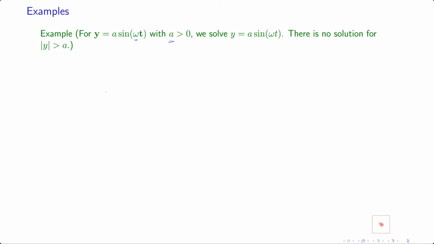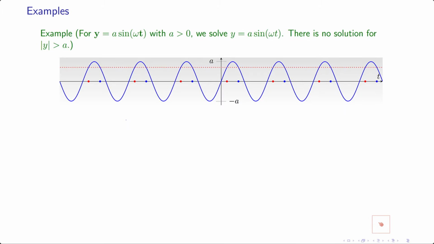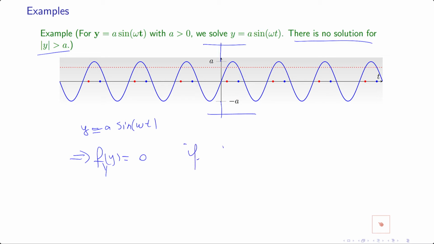So if you plot this curve of y versus t, we have to solve y equal to a sine of omega t. So I want to solve it. Usually I plot this one to get some idea. If y is bigger than a, or if y is smaller than minus a, there is no solution. So quickly I could say that f y is equal to 0 for magnitude of y bigger than a, means here and here the PDF is 0.